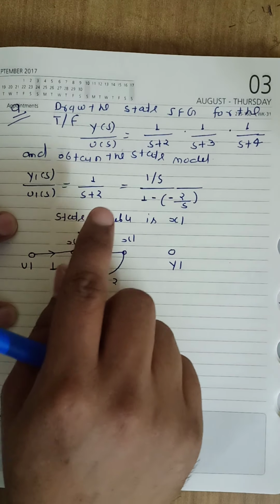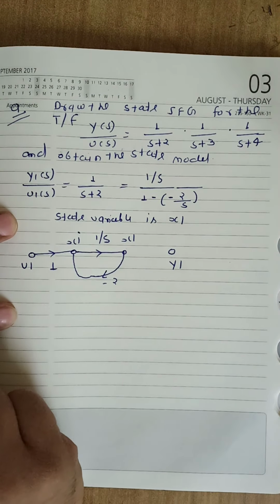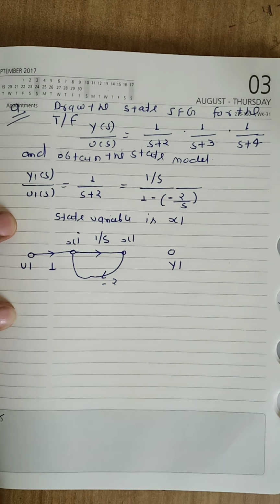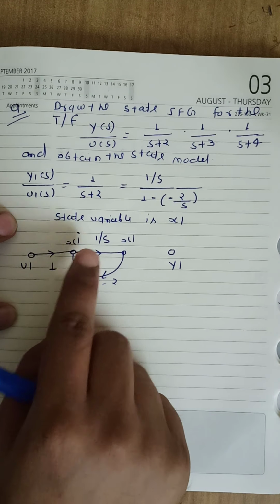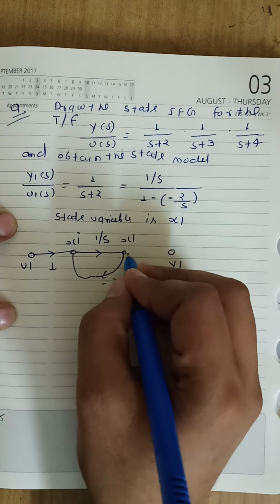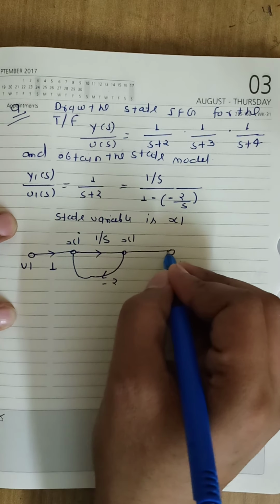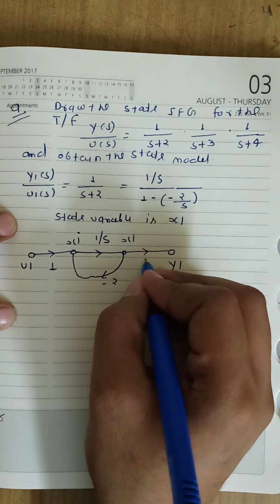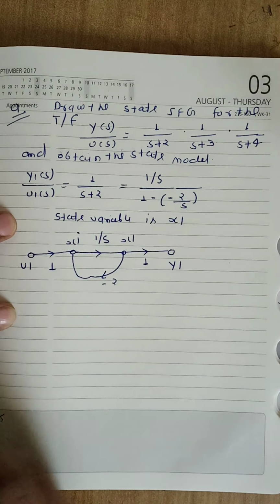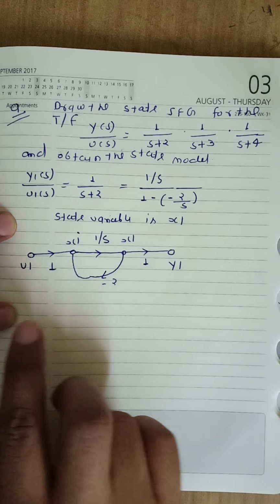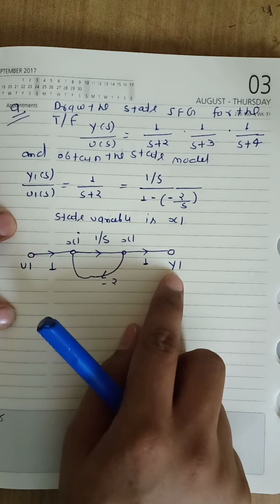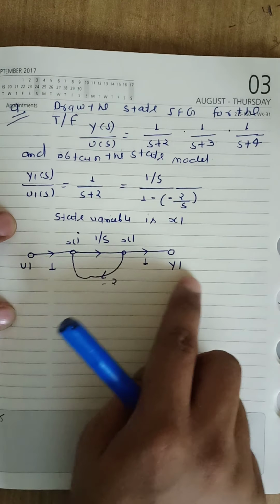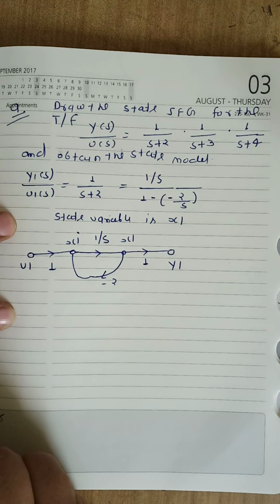Now let us see numerator polynomial. It is 1 by s. That means forward path gain is 1 by s. So here we will multiply 1 by s with 1. Now let us see. We have one forward path u1, x1 dot, x1, y1, and forward path gain is 1 by s.